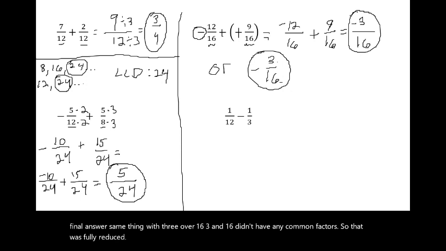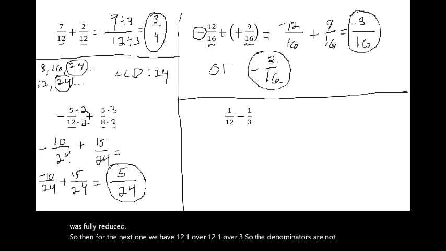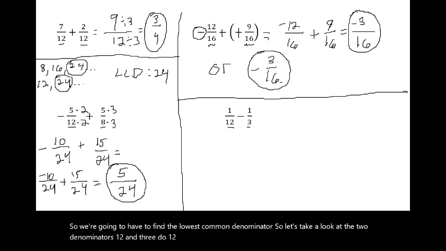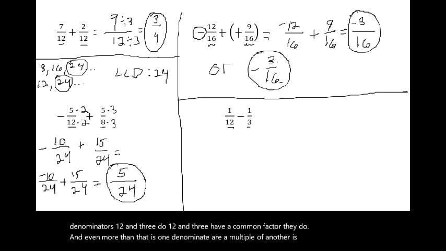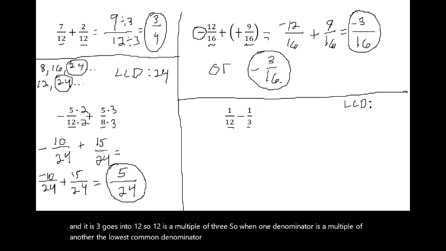So then for the next one, we have 1 over 12 minus 1 over 3. The denominators are not the same, so we're going to have to find the lowest common denominator. So let's take a look at the two denominators, 12 and 3. Do 12 and 3 have a common factor? They do. And even more than that, is one denominator a multiple of another? Is 12 a multiple of 3? It is. 3 goes into 12, so 12 is a multiple of 3. So when one denominator is a multiple of another, the lowest common denominator is going to be the larger of the two denominators, which is going to be 12.